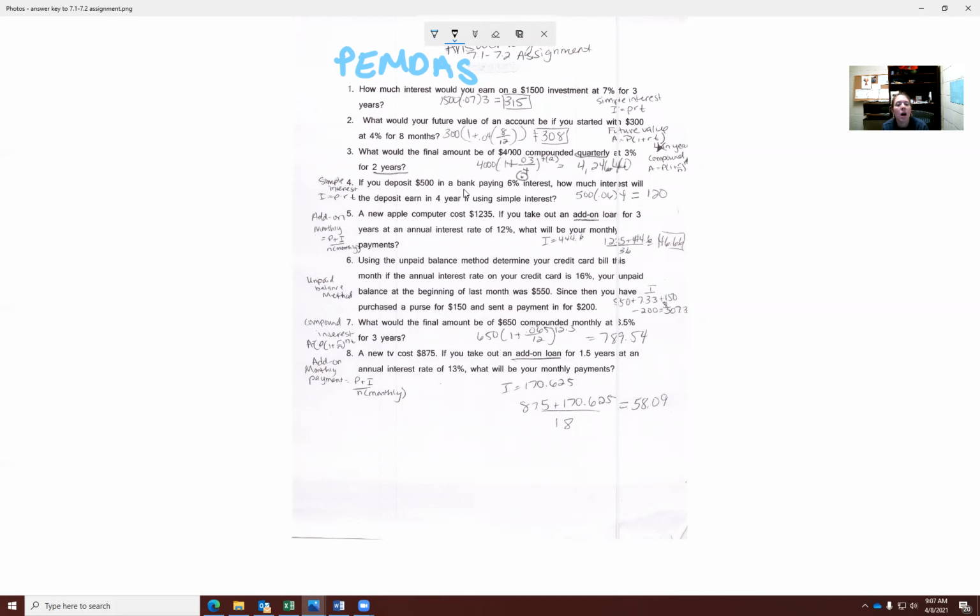Okay. Number 4, if you deposit $500 in a bank paying 6% interest, how much interest will the deposit earn in 4 years using simple interest? So again, this is telling you to use the simple interest formula, I equals P times R times T. Just straightforward formula. You plug it into the formula.